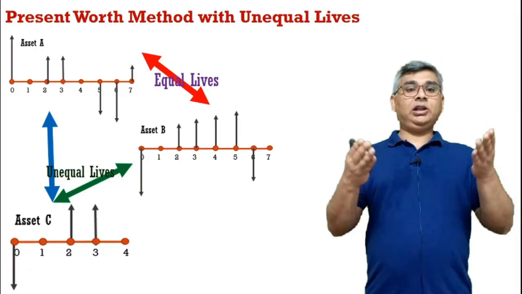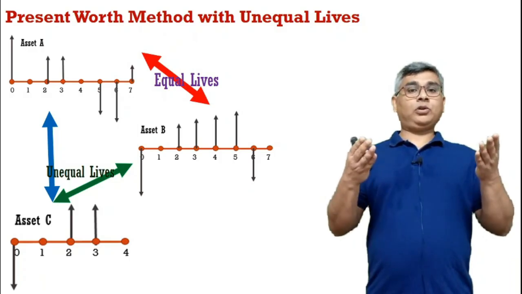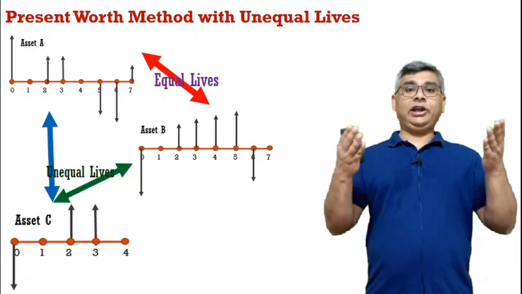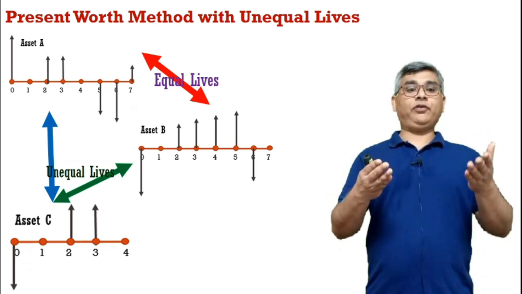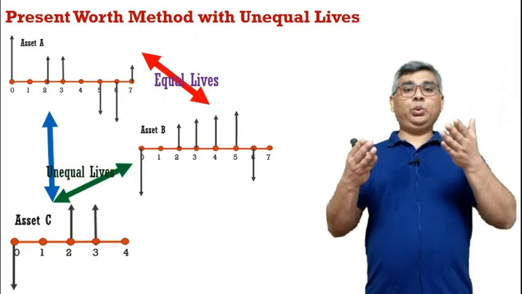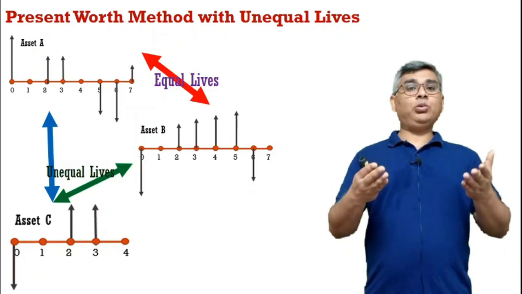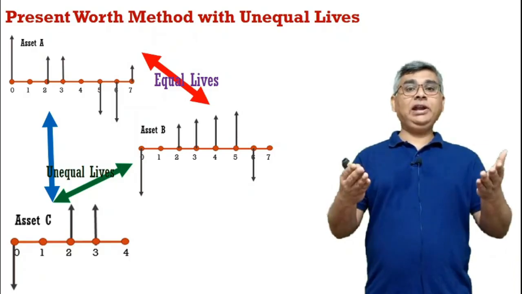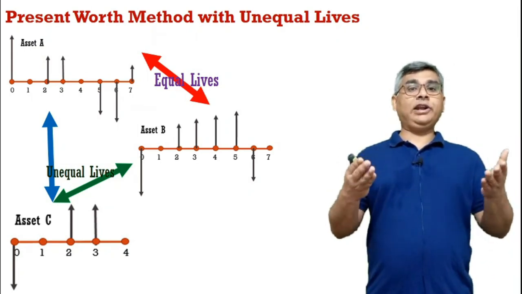Today we will take up a case where the economic alternatives have different lives, for example, the comparison of asset C with A or asset C with B. So today we will discuss how the present worth method is applied when the economic lives of the alternatives are different.